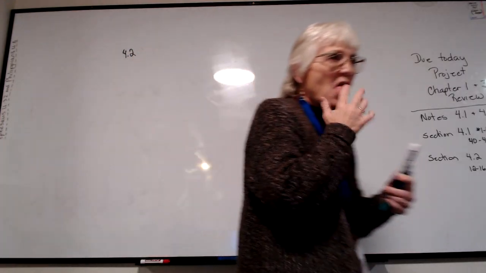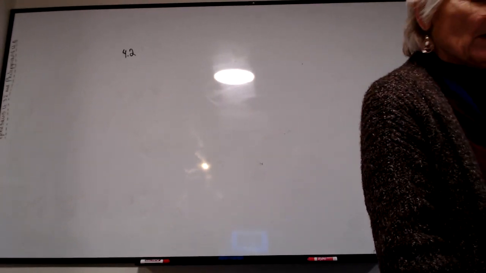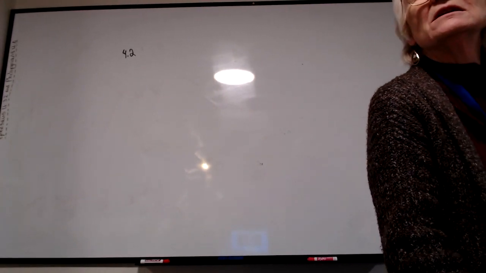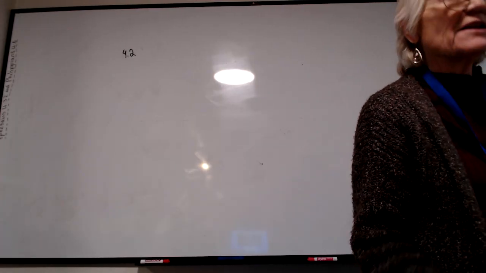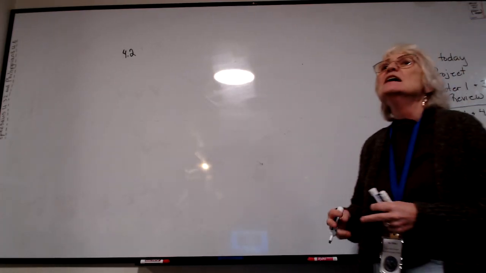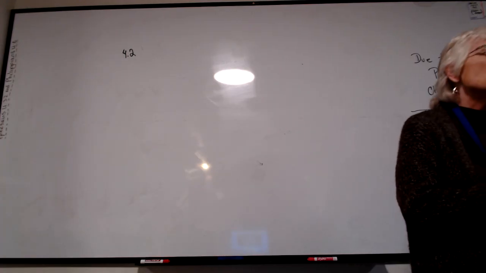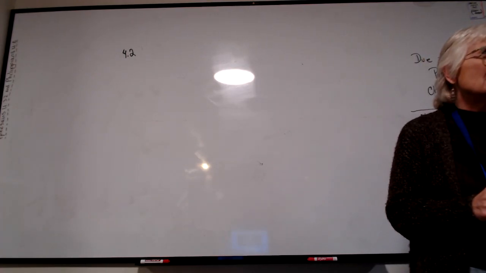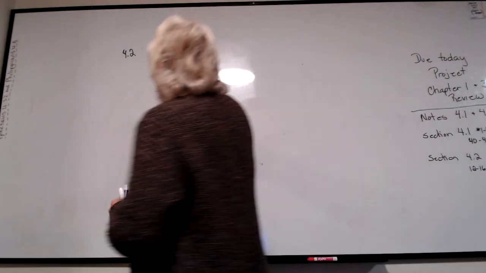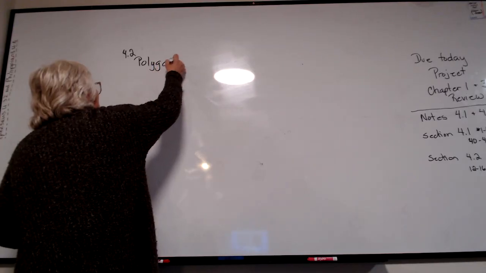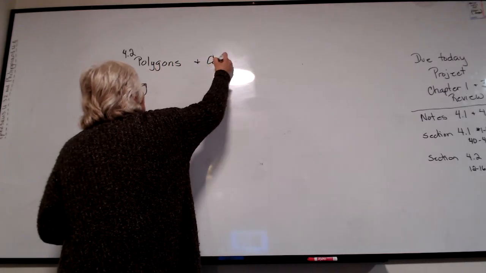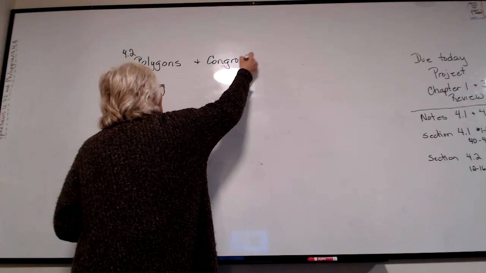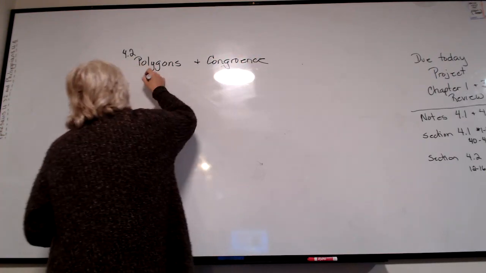This section is about polygons and congruence. So now we're going into something different, but again, it's on congruence. This whole chapter 4 is on congruence. That's what we're looking at, okay? So this one is titled Polygons and Congruence. Just as a reminder, what is a polygon?